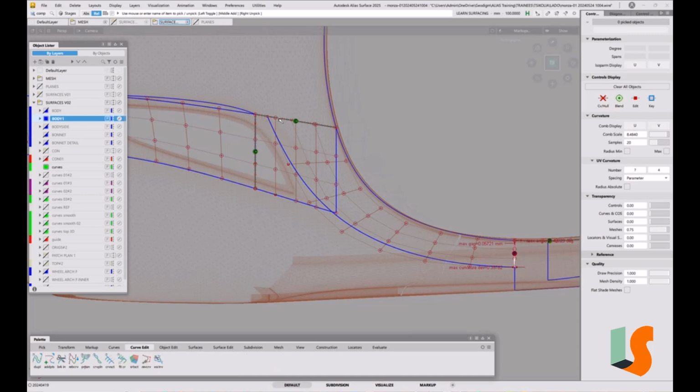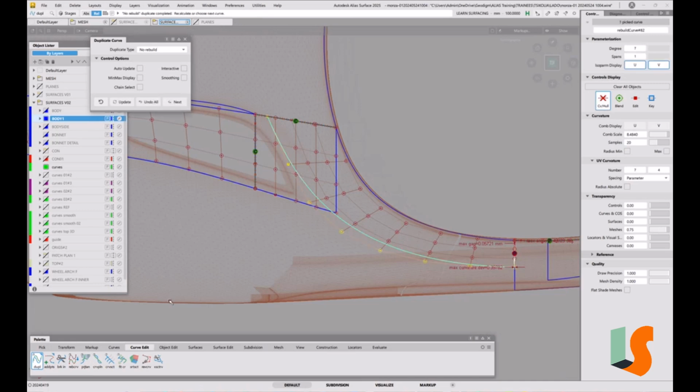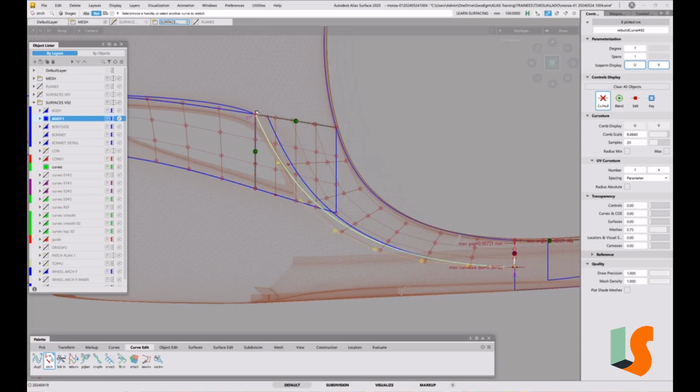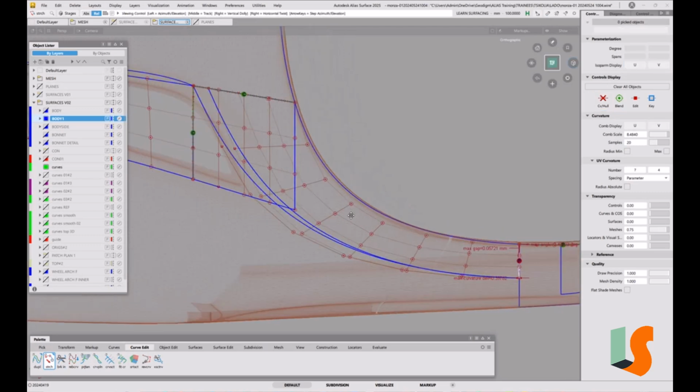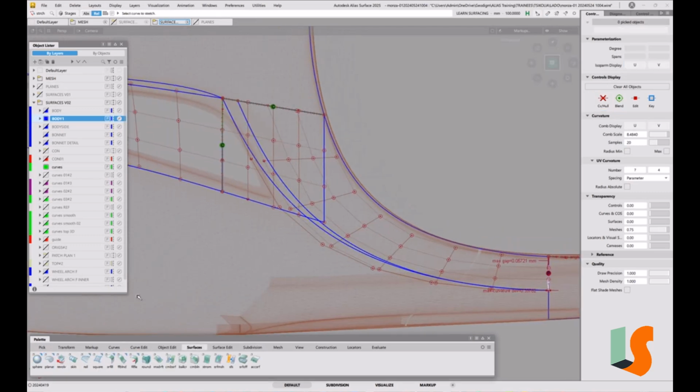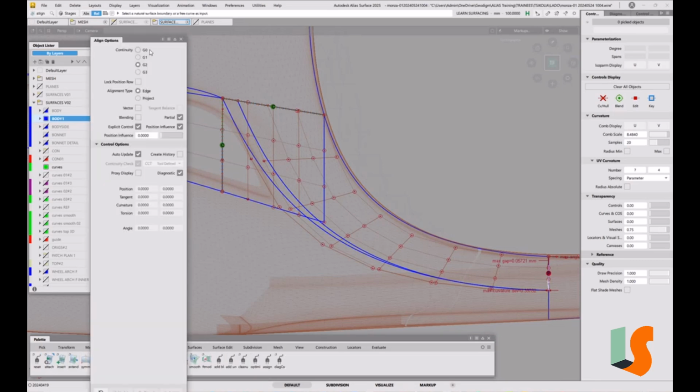So one thing we could do here is I could just do a P mod, I suppose, on that. Another thing I could do is go into duplicate without interactive on and do that, and then I can stretch that, which is under here. So let's stretch that to this point here. So it's basically the same shape, and then we can do a surface. We can do an align on that one. There's always more than one way of doing everything in Alias.